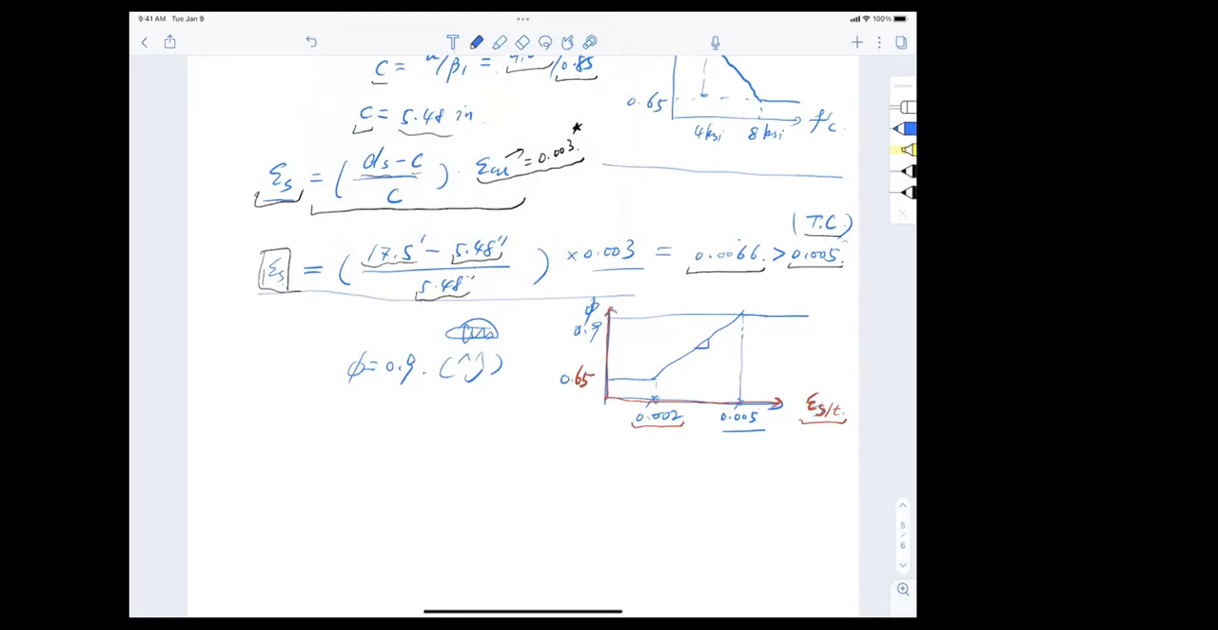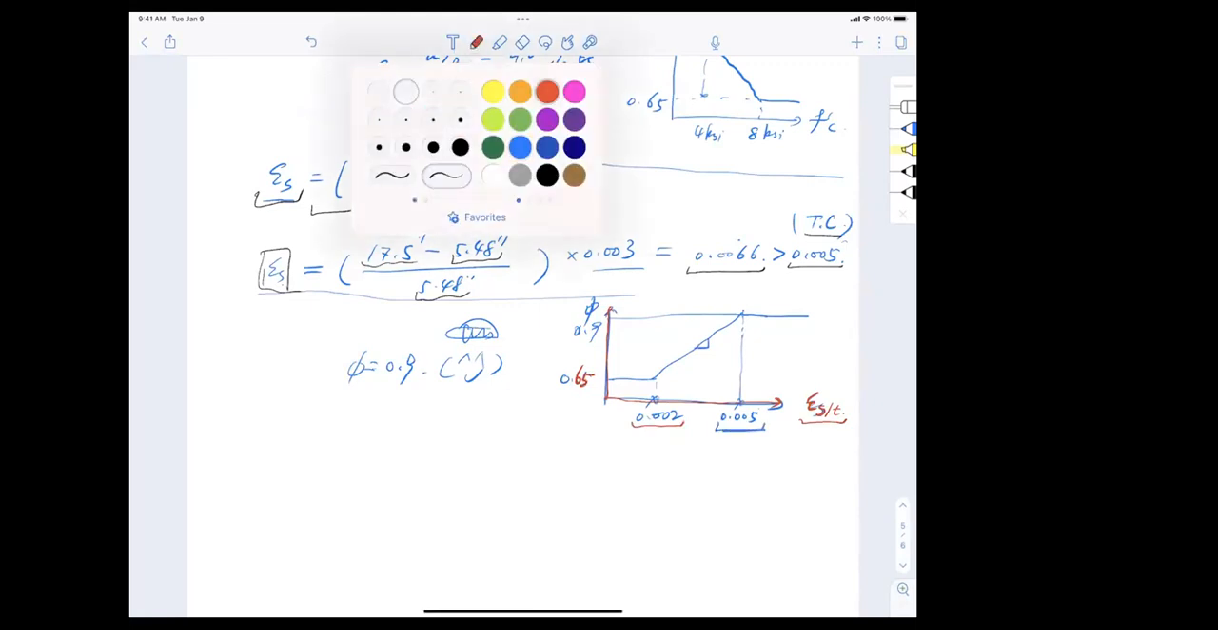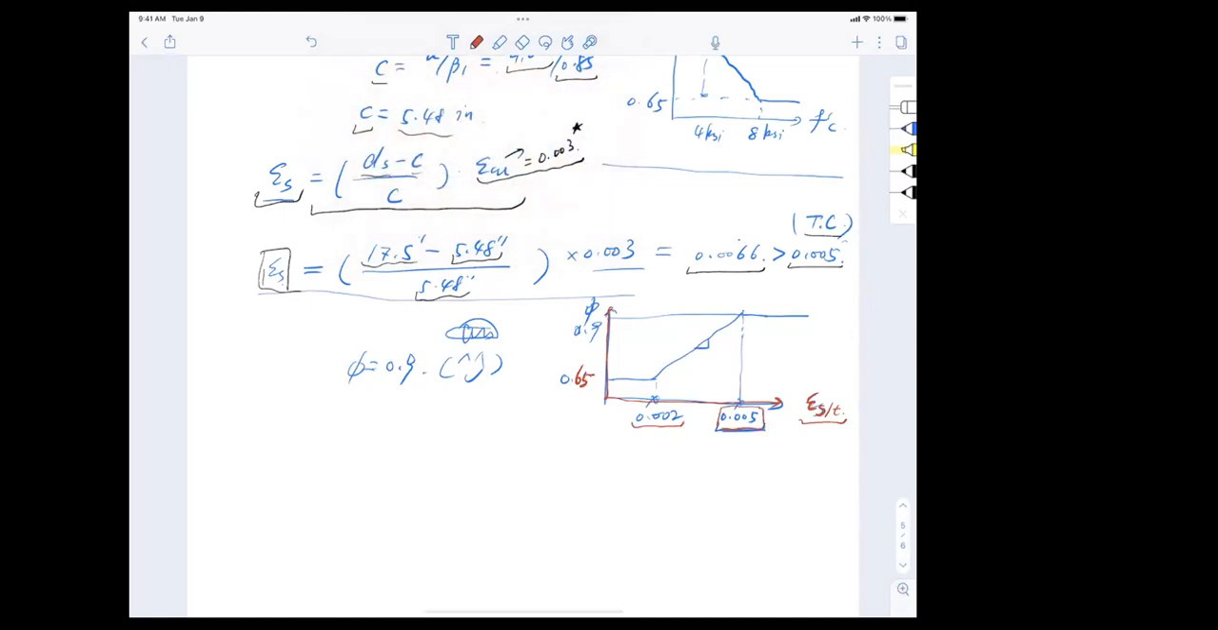Okay, all right, so quick notes here. For this, let me use a red here, we call this boxed up, this is the so-called tension controlled limit. The word tension controlled means that the tension in the reinforcement determines the failure of the section. Okay, so only when your strain in the steel is greater than or equal to 0.005, you have a tension control limit, and that's our favorite.